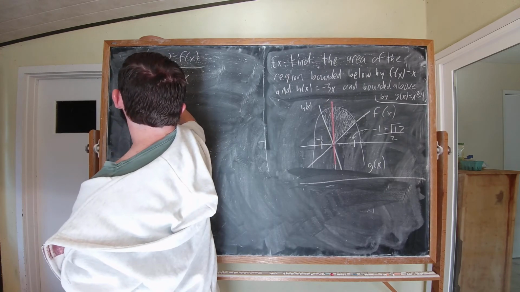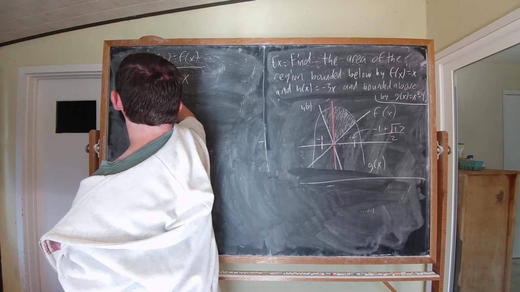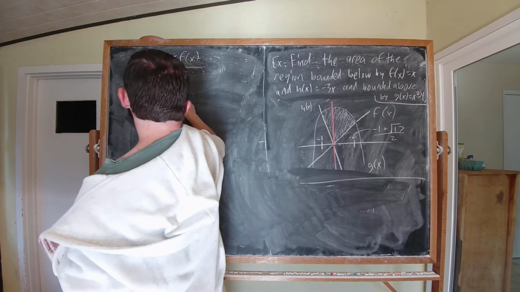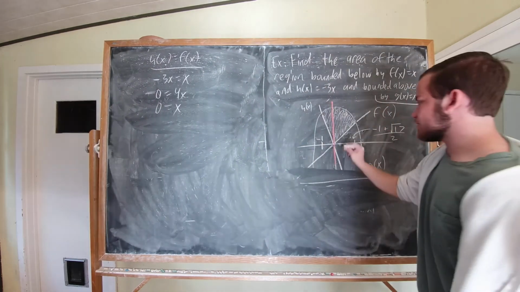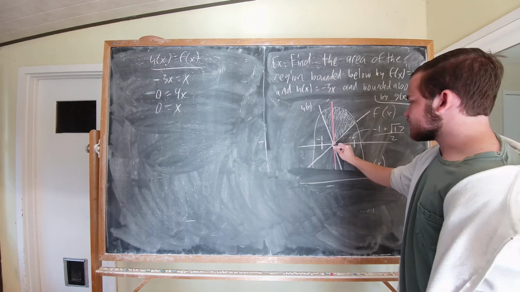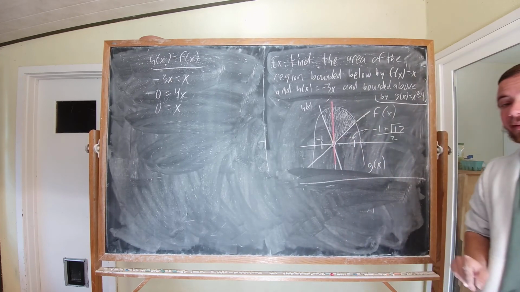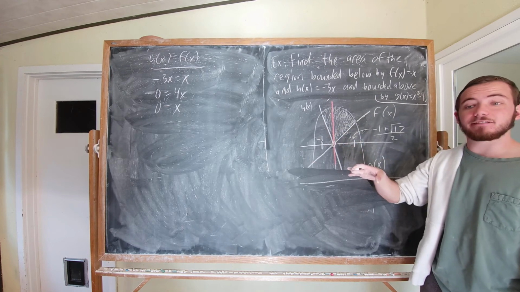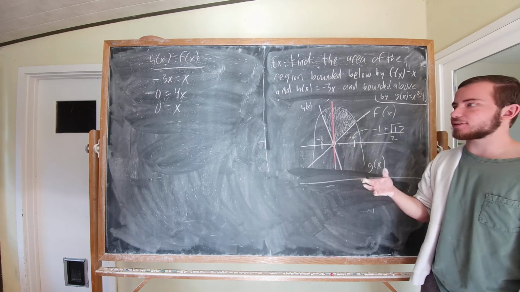Cool. Adding 3x on both sides, 0 equals 4x. So 0 is x. So this is, in fact, 0 as claimed. And please note, we don't need the y-coordinates for any of these. The x-coordinate alone suffices.